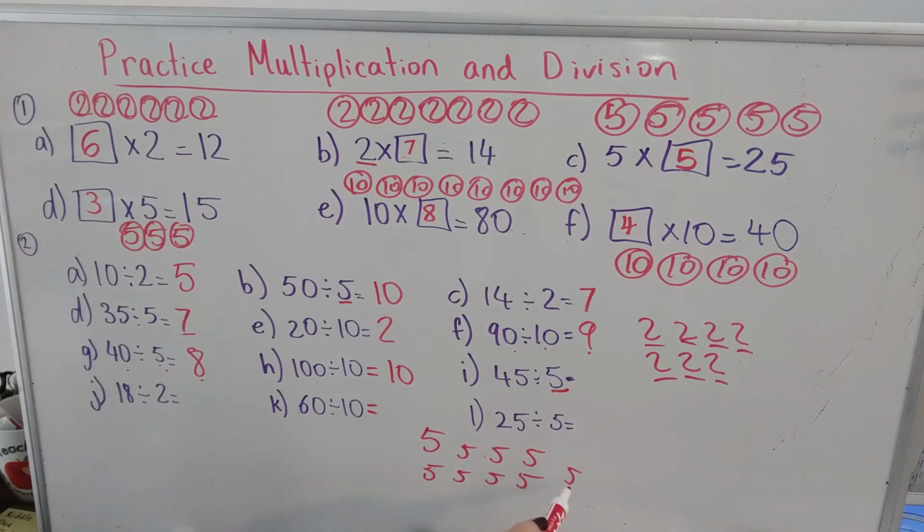How many groups of 5 was that? 4, 8, 1 more, 9. 5 times 9 is 45.